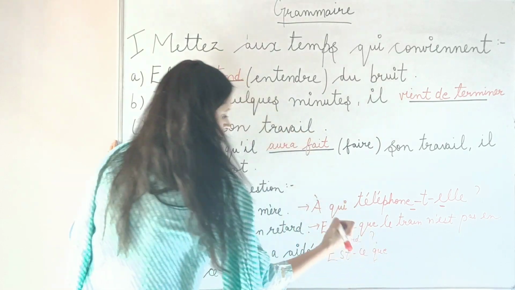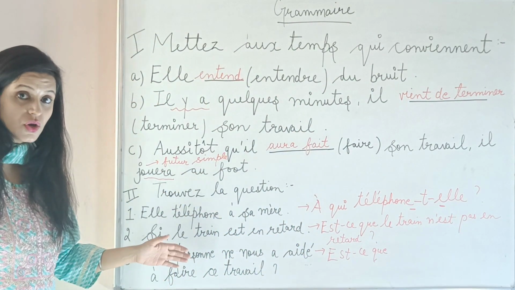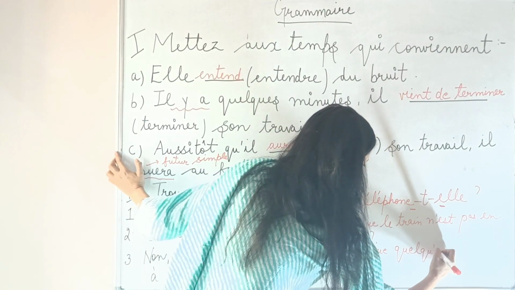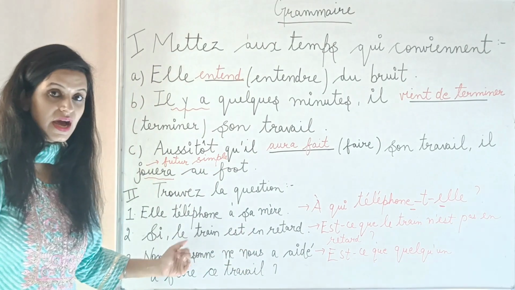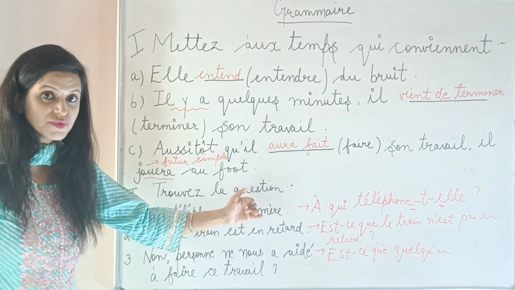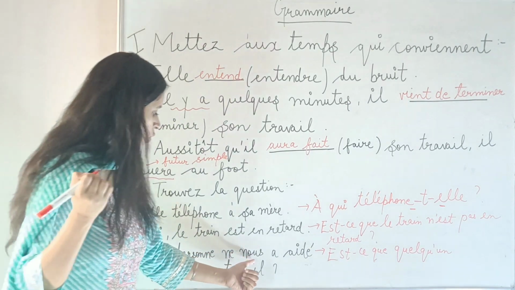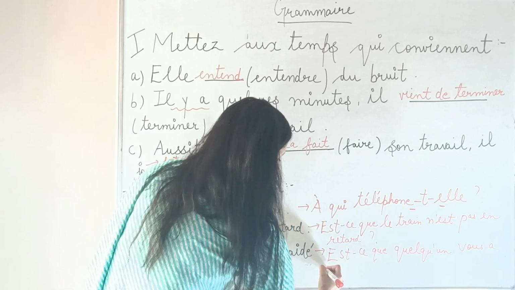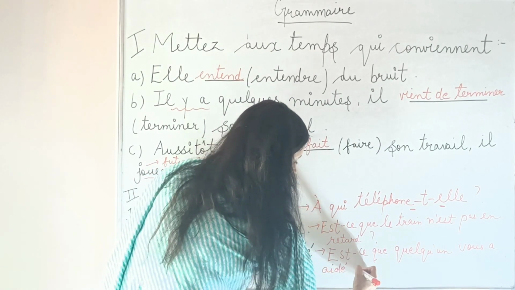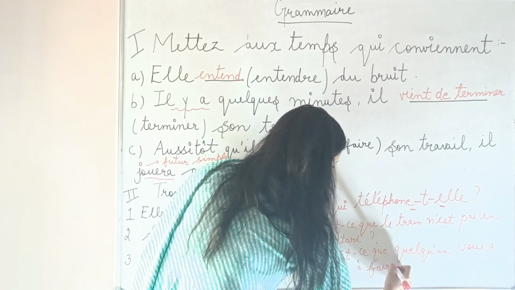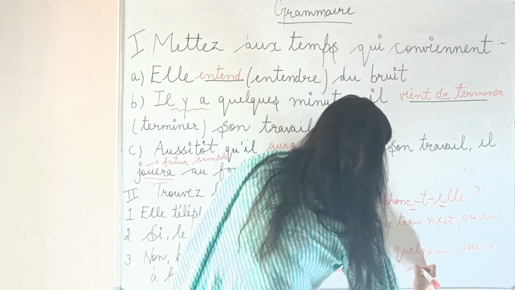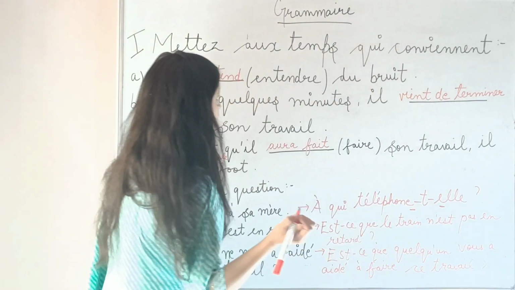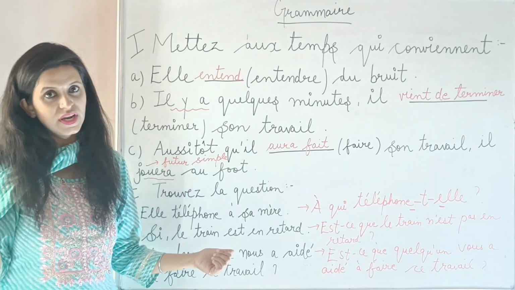So you write est. You need to write the positive word of this personne word, which will be quelqu'un. Est quelqu'un. No one helped us. Did someone help you? So nous becomes est quelqu'un vous. Someone helped you to do this work. À faire ce travail. So these are the examples that I have taken of present tense and trouver la question.